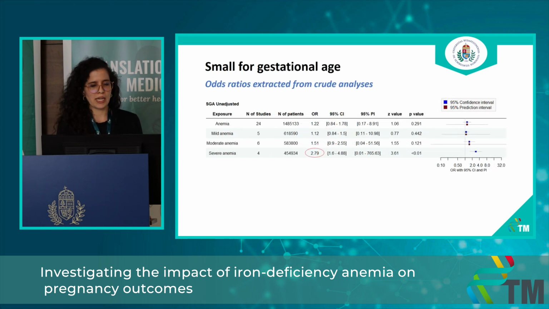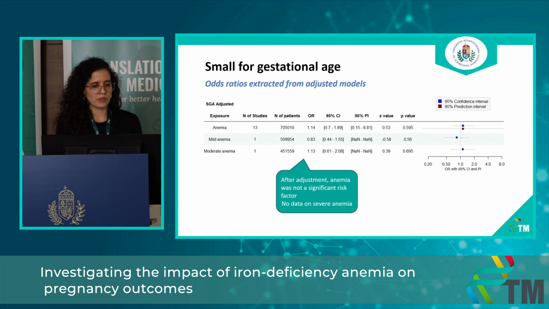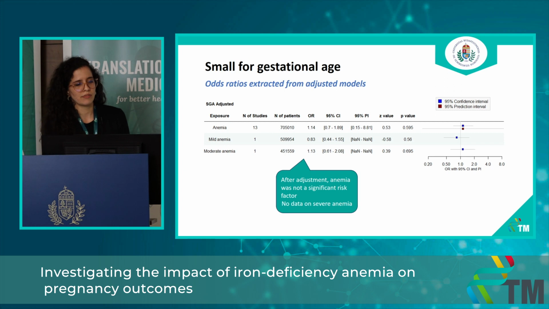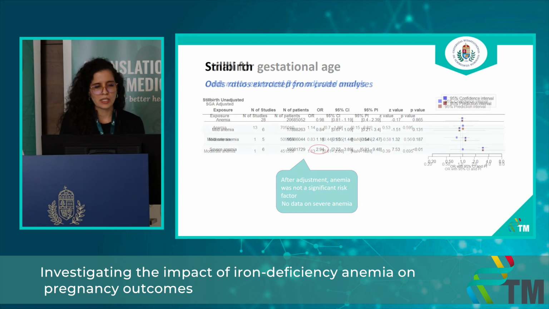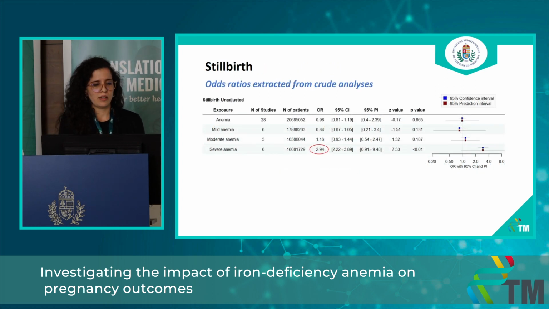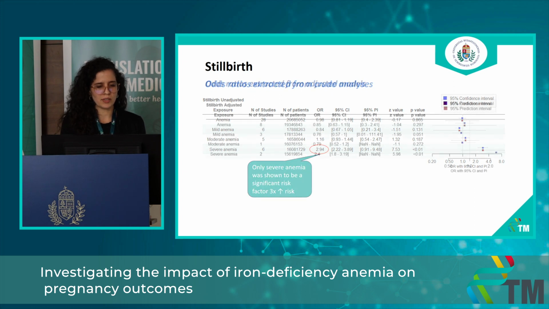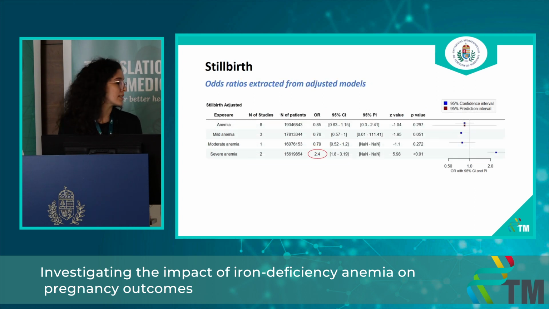In small for gestational age, we found that only severe anemia was associated with the risk of SGA, with a 2.80 times higher risk. However, we could not find adjusted models for this outcome, and we didn't find any other significant result. In stillbirth, we found severe anemia to be responsible for a 3 times higher risk of this outcome, and the adjusted model is very similar, with a 2.4 times increase in the risk, and also significant.